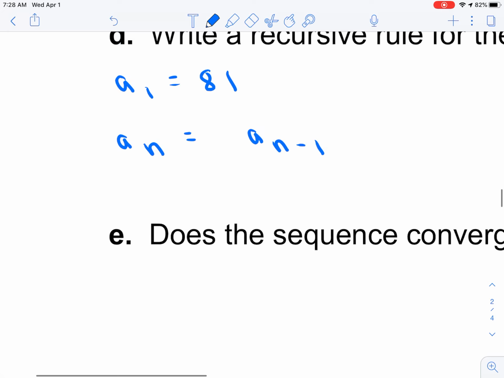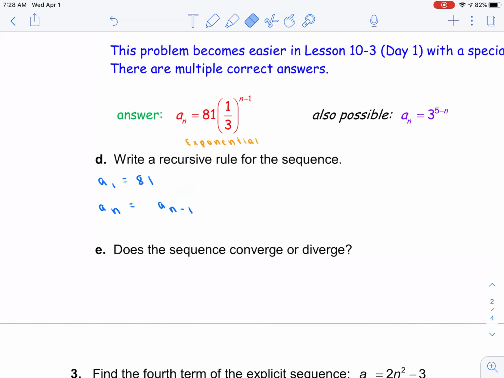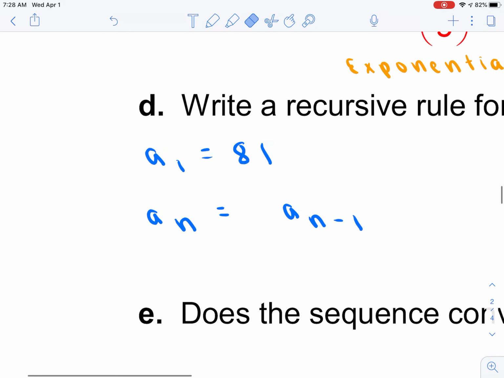Now to write the rule, you have to think about including this a sub n minus 1. Because that means if I want to find the second term, I need to know the first term. If I want to find the third term, think about doing 3 minus 1. I need to know the second term. Well, what am I doing to the previous term in order to get the next term? So if you look, what did I do to 81 to get 27? Well, I multiplied it by a third. So I can say 1/3 times a sub n minus 1.